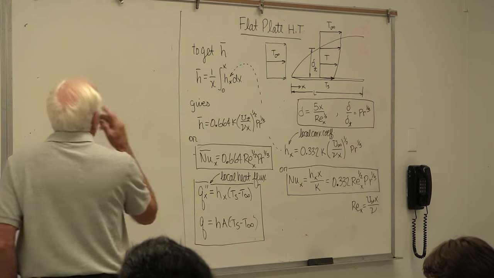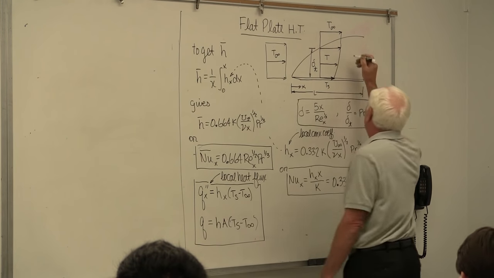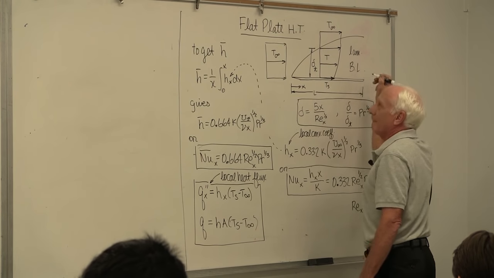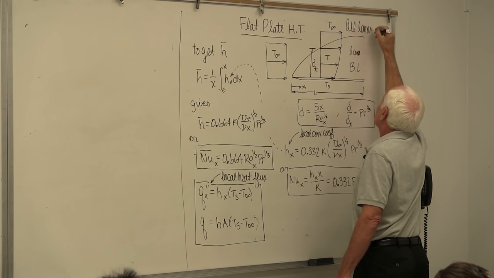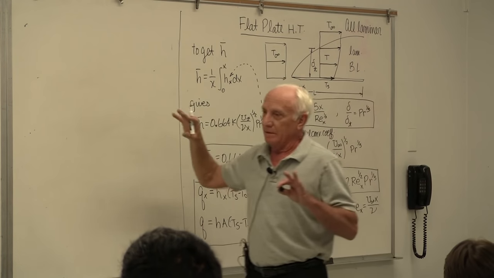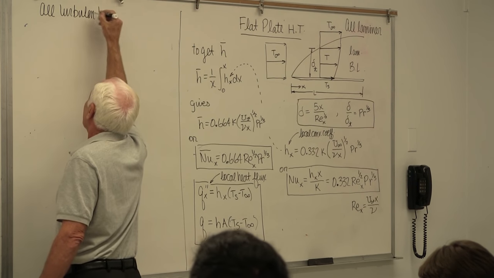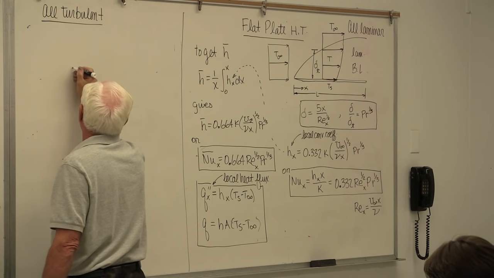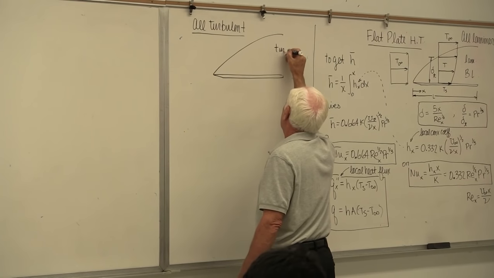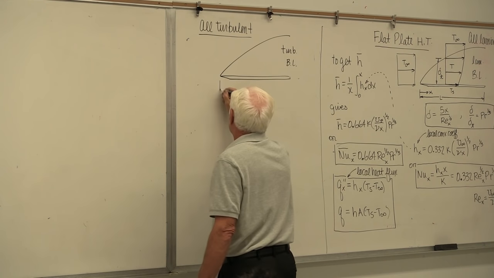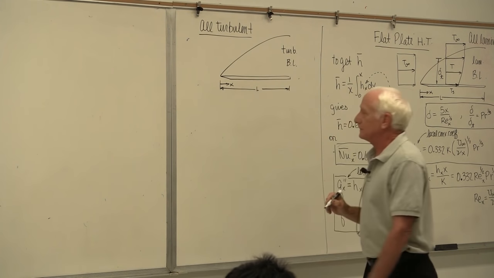All right, on from this now. Everything to the right of that line is only for laminar flow. So this is now a laminar boundary layer. All laminar. Well, of course, the next step is all turbulent. Okay, all turbulent. Here's my picture. Turbulent boundary layer. There it is.